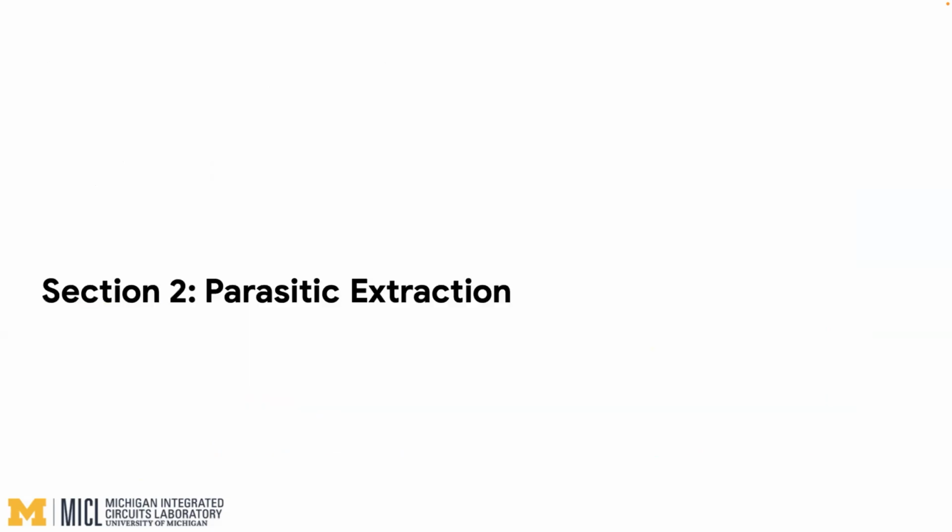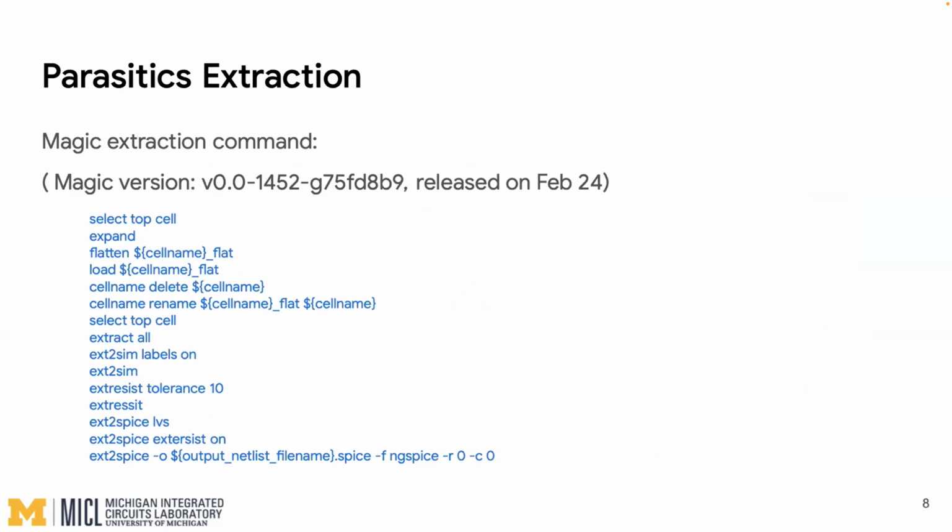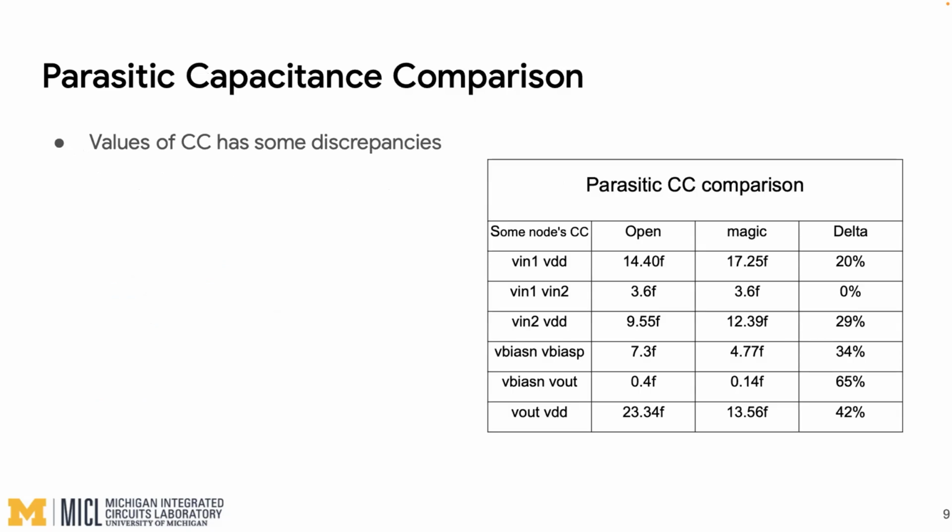I extracted the parasitics from both tools, closed tool and open source tool, to see if there are any discrepancies. This is the parasitic extraction command I use in Magic. I think Tim just mentioned this, so I'll skip this part. And this is the capacitance comparison between these two tools, and you can see the value of capacitance on at least some nodes, coupling capacitance here, and you can see at some nodes there might be a large discrepancy.